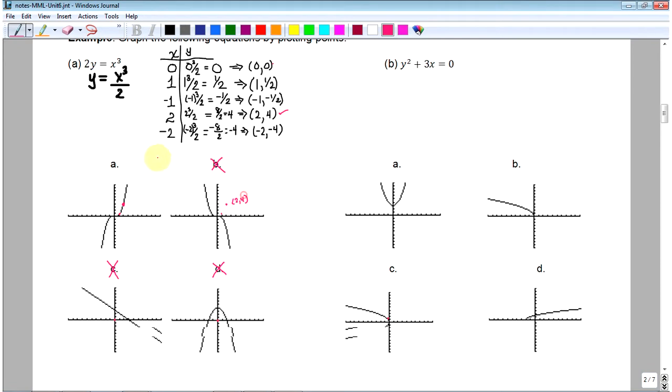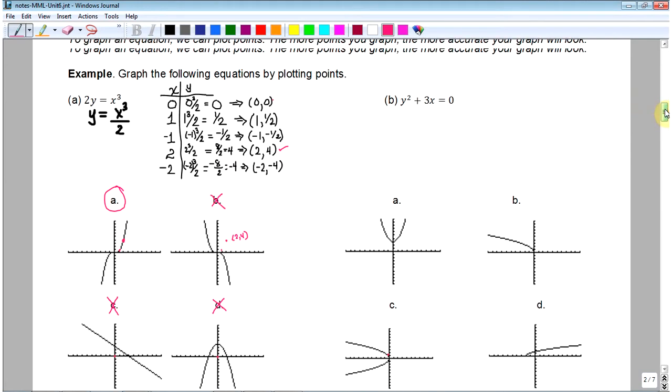And we only have one option left. So A would have to be the graph. If you had looked at where -1, -1/2 is located, that too may have been a little bit ambiguous, which is why I jumped down to the 2, 4. So you just keep going until you can rule out all graphs except for one.